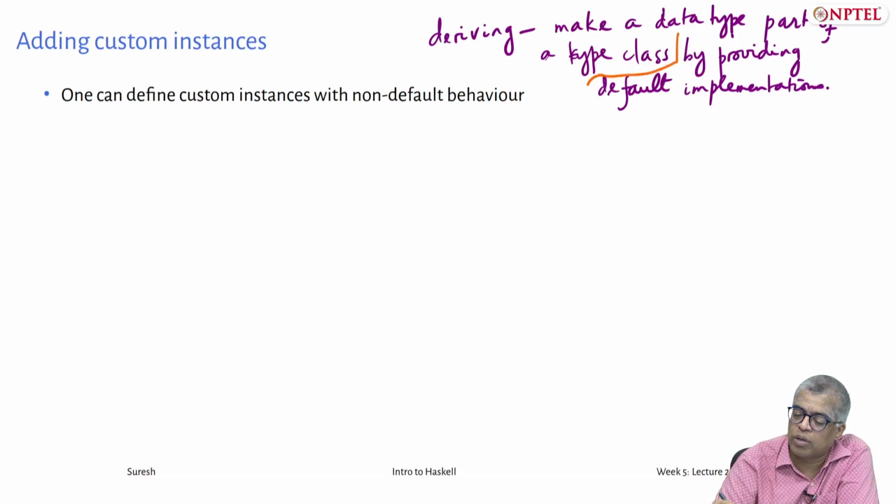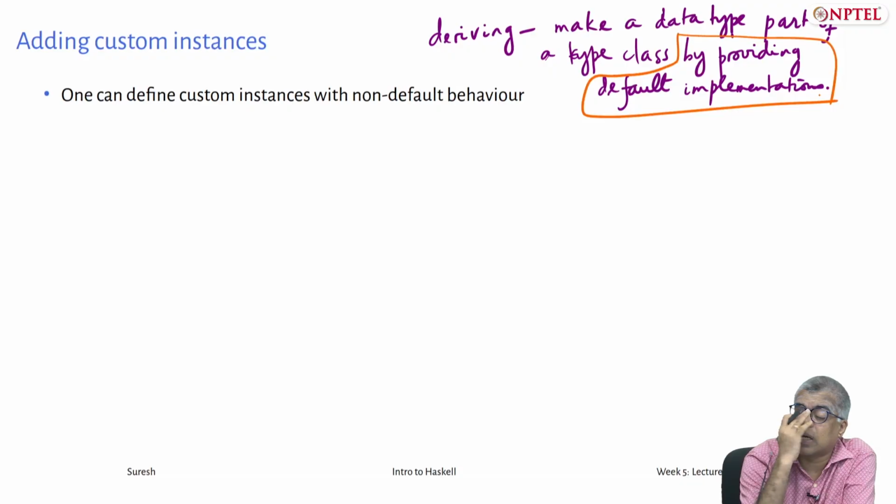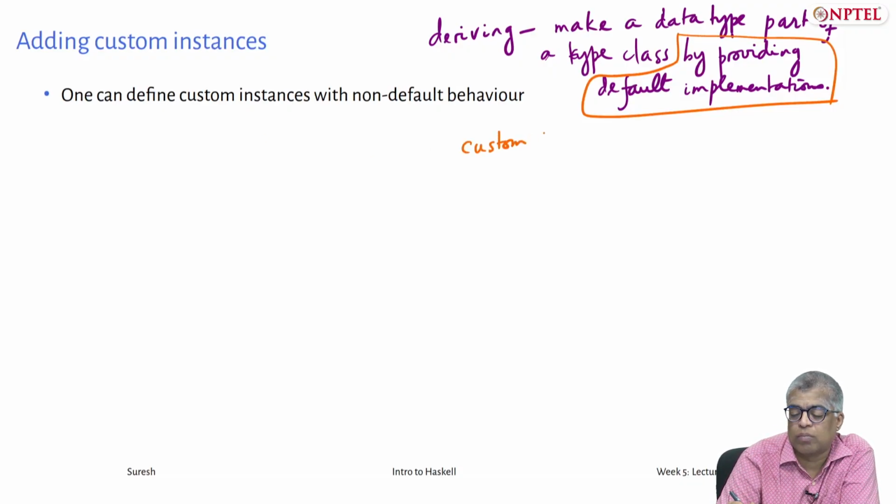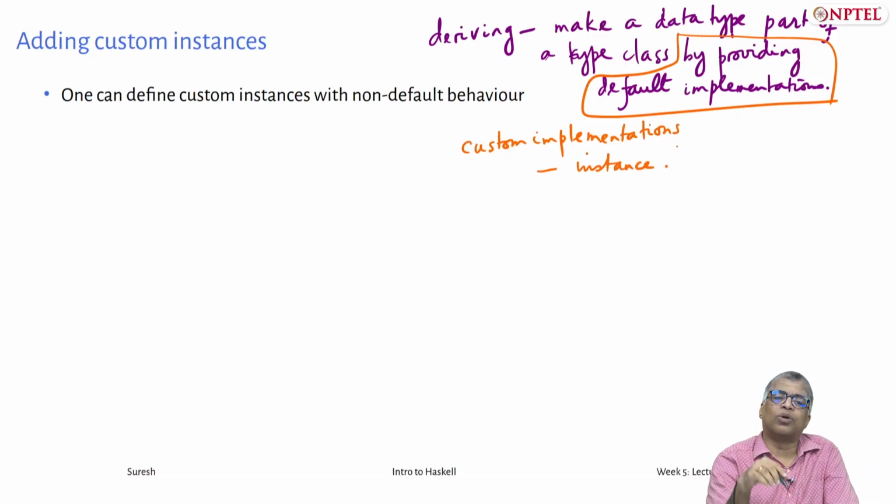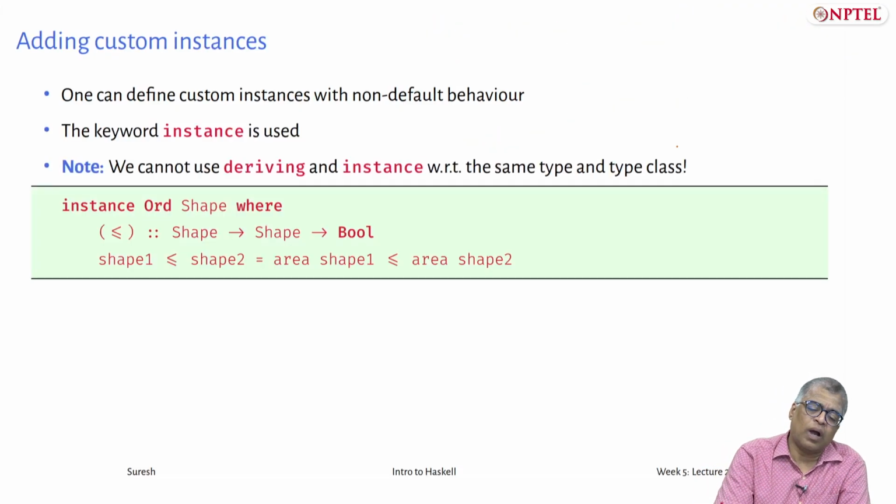Okay, this is the important thing. If you want custom implementations, you need to use a new keyword called instance. If you want to do custom implementations of some function and make a data type part of a type class, then you use the keyword instance. And you do it differently.